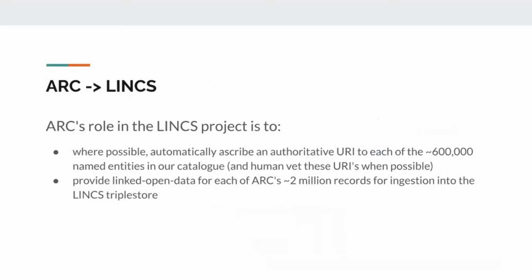As I mentioned, ARC's role in the Links project is as a data contributor. Our broad goals are first to automatically ascribe an authoritative URI to each of the nearly 600,000 named entities in our catalog and human vet them when possible. And my colleague Lauren will speak to that part of the project later in the presentation. The second goal is to then convert the roughly 2 million records we have into linked open data triples that adhere to the Links ontology and can therefore be ingested by the triple store.